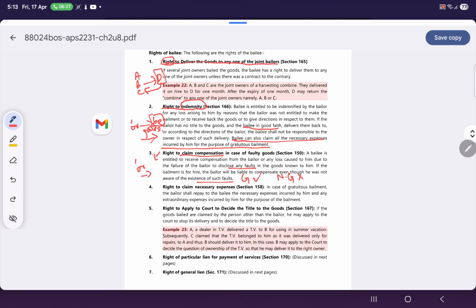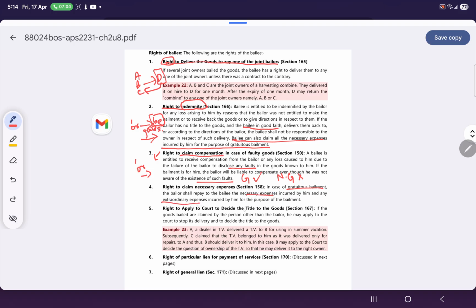Right to claim necessary expenses. See, in case of gratuitous bailment, the bailor shall repay the bailee necessary expenses incurred by him and any extraordinary expenses incurred by him for the purpose of bailment. This we have seen: when it is a gratuitous bailment, we can receive the necessary expenses for the purpose of the bailment. And if it is non-gratuitous bailment, we can receive only extraordinary expenses. In gratuitous bailment, we can receive both necessary and extraordinary expenses.